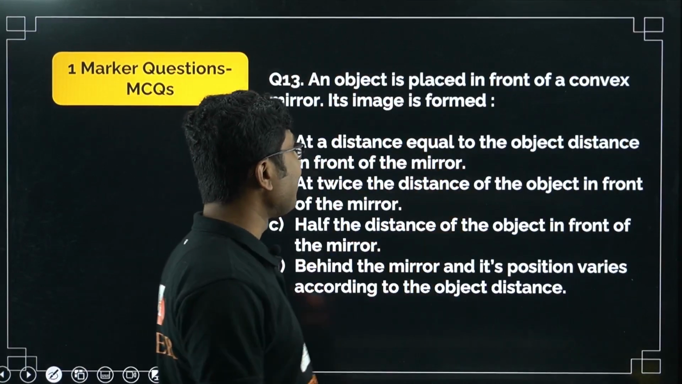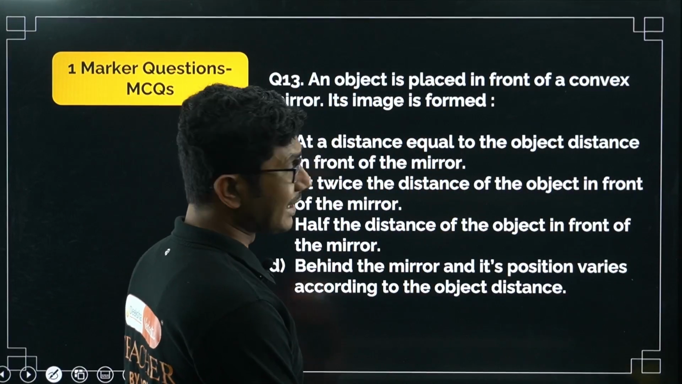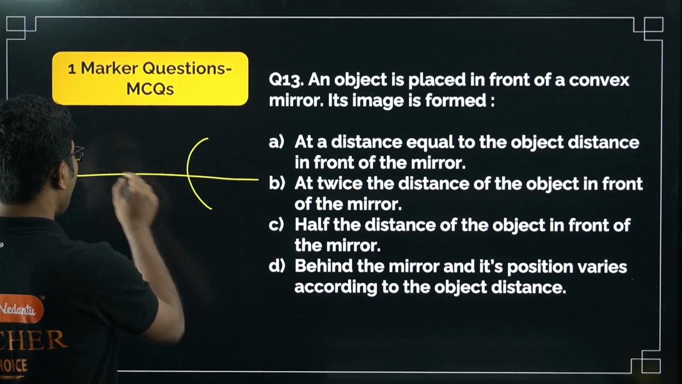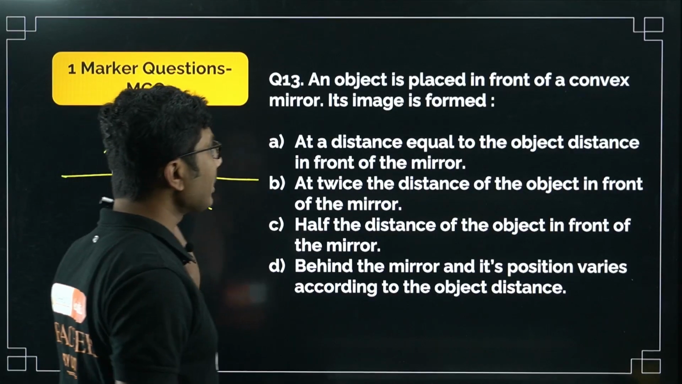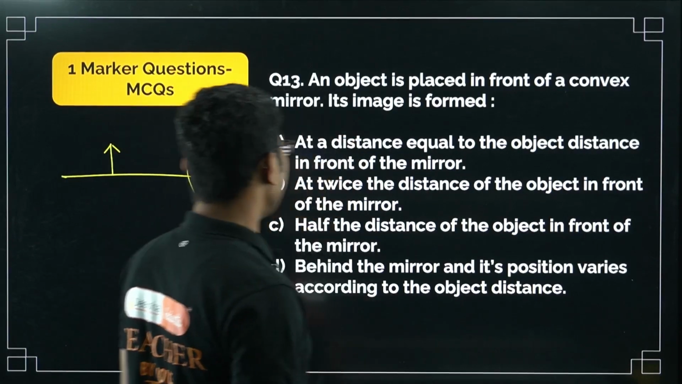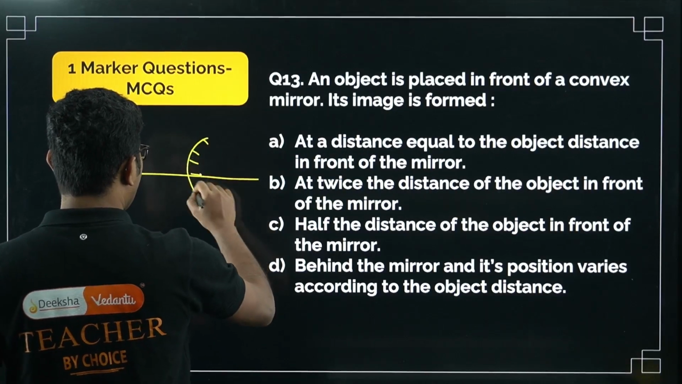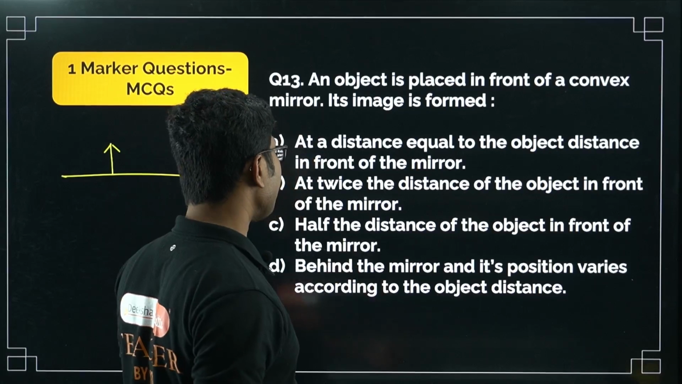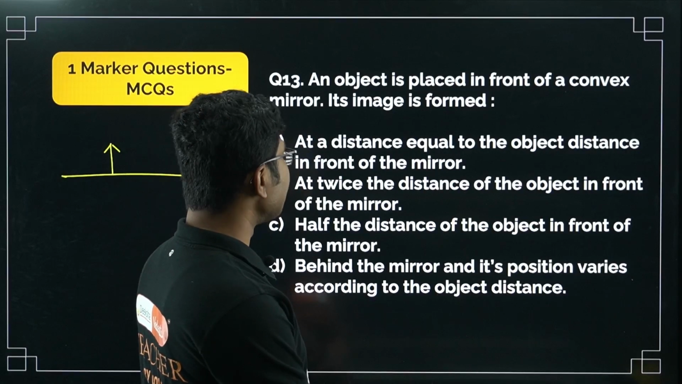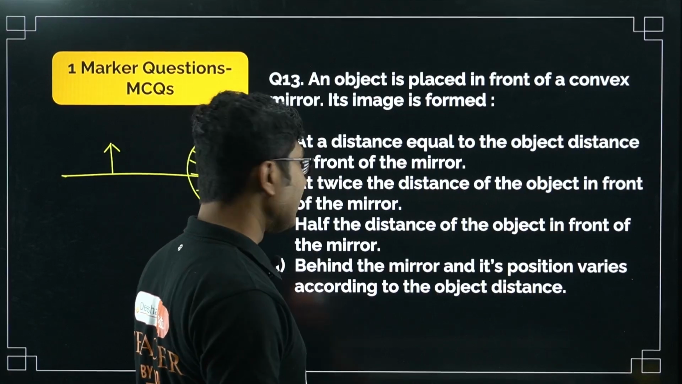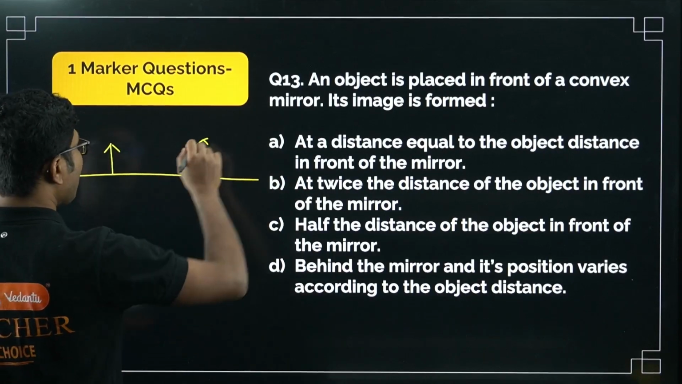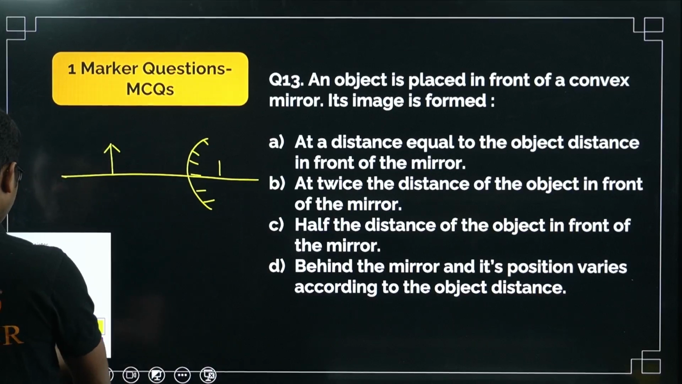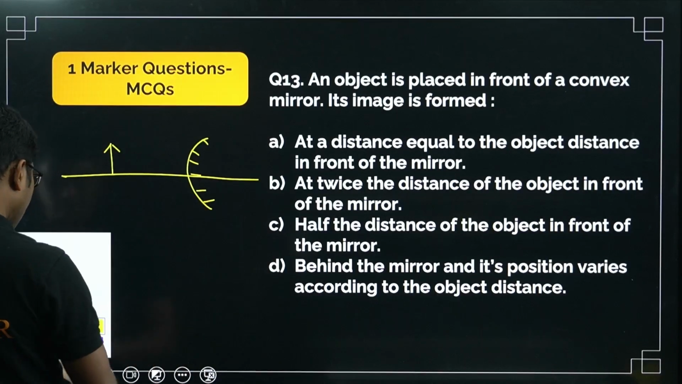An object is placed in front of a convex mirror. Here they have said a convex mirror, an object is placed in front of the convex mirror, and its image is formed. Obviously we know that a convex mirror always forms a virtual image, and it is always a diminished image. Is it formed at a distance equal to the object distance in front of the mirror? Obviously not. It will always be diminished, and it will always be behind the mirror, because it is a mirror, so virtual images will be behind the mirror.